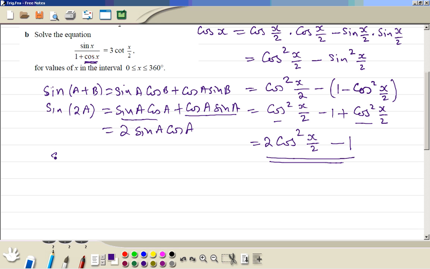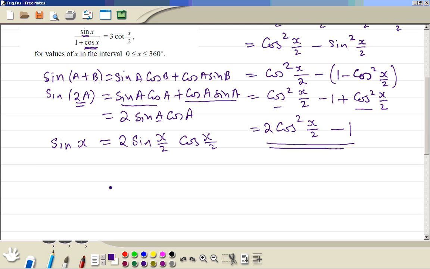If you have here sine x, so 2a there, a here, so a is half of x, it is going to be 2 sine x over 2 times cosine x over 2. So that's what we're talking about, that part there.